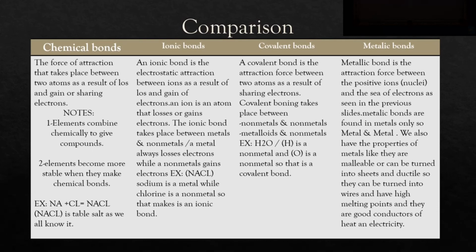Metallic bonds. Metallic bond is the attraction force between the positive ions, the nuclei, and the sea of electrons surrounding it, as seen in the previous slide. Metallic bonds are found in metals only, so when a metal and a metal combine together. We also have properties for the metals: first of all, they are malleable, or they can be turned into sheets. Second, they are ductile, so they can be turned into wires, and they also have high melting point, and they are good conductors of heat and electricity.